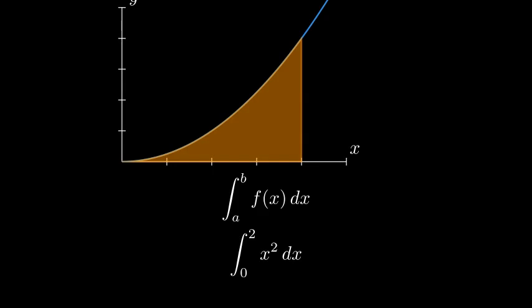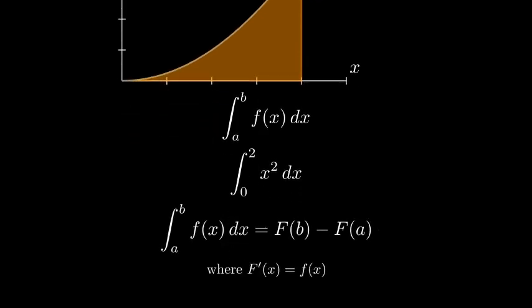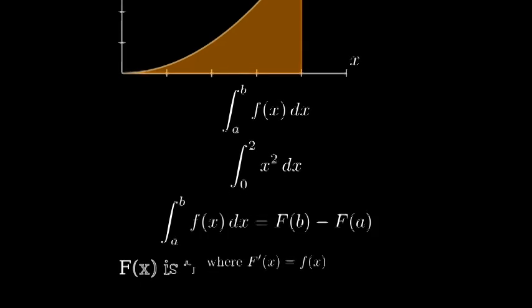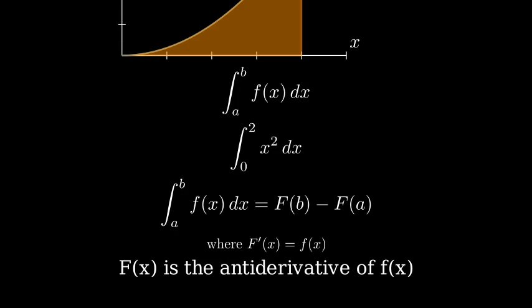To evaluate this integral, we use the fundamental theorem of calculus, which connects differentiation and integration. The theorem states that if we can find a function capital F whose derivative is the function f, then the definite integral equals capital F evaluated at the upper limit minus capital F evaluated at the lower limit. This function capital F is called the antiderivative of f. Finding antiderivatives is a key part of integration.